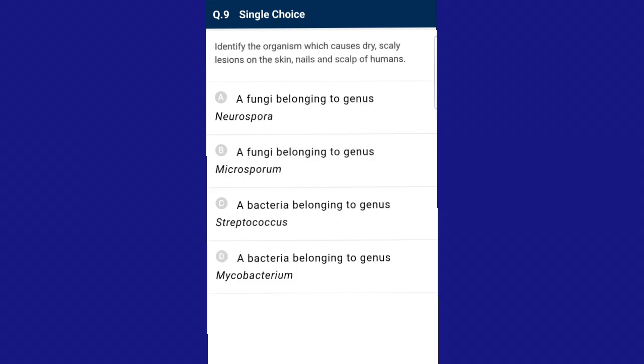Question number 9. Identify the organism which causes dry scaly lesions on the skin, nails and scalp in humans. A fungus belonging to the genus Microsporum causes scaly lesions on the skin, nails and scalp in humans. So the correct option is B.